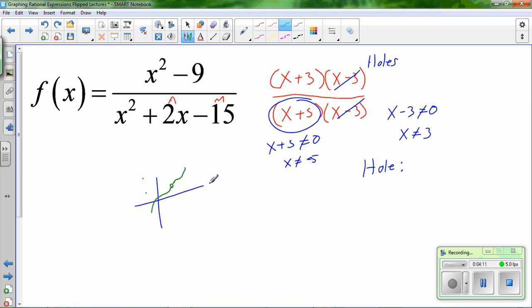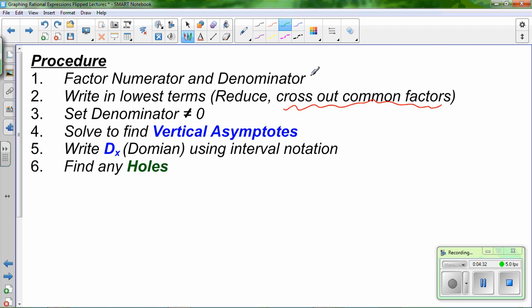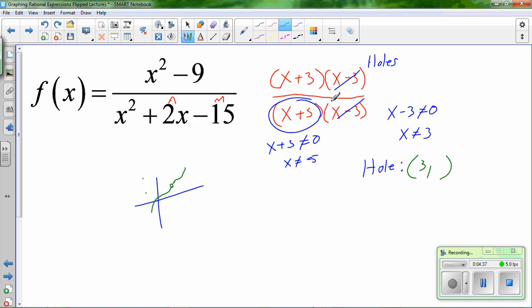And so it's actually a coordinate. A hole is a coordinate. It's an x comma y coordinate. And what we just found is the x value of the hole. And we need to now find the y value. The way to find the y value of the hole is, after you factor the numerator and denominator, if we go back to our steps, factor numerator and denominator, step 2 is write in lowest terms. And what that means is you want to rewrite this without the x minus 3's. So the function would become x plus 3 over x plus 5.